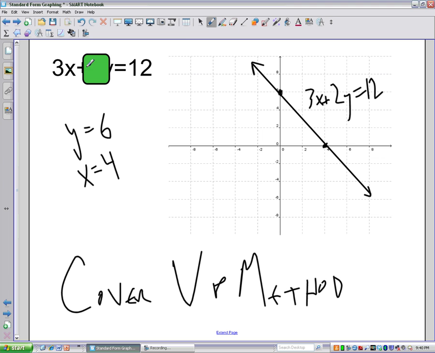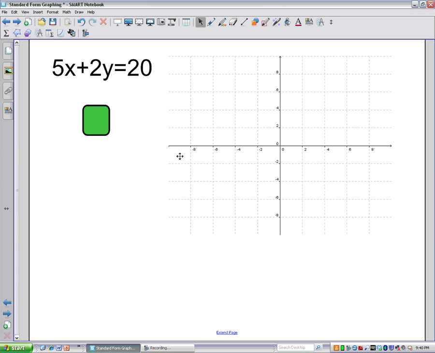Find the x-intercept, find the y-intercept, use the cover-up method, cover it up, there we go. It's a little sluggish. It's late at night, though. All right, so let's try this one. Okay, cover-up method. Let's find the y-intercept first. To get the y-intercept, we make x disappear.